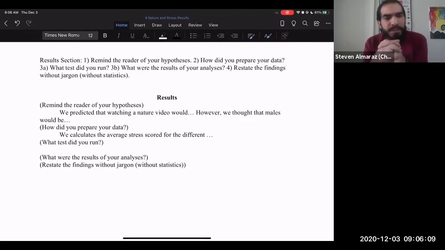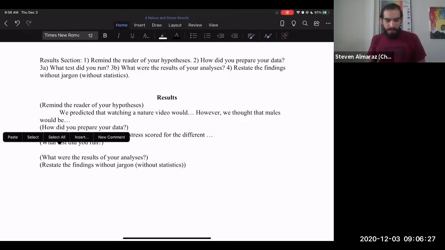Next, we want to say what test I ran. I mentioned this a lot in the introduction sections. I like to flow from one part to the next part. So I'm going to try to flow from that data preparation into what test you ran. I'm going to use some fancy language here.